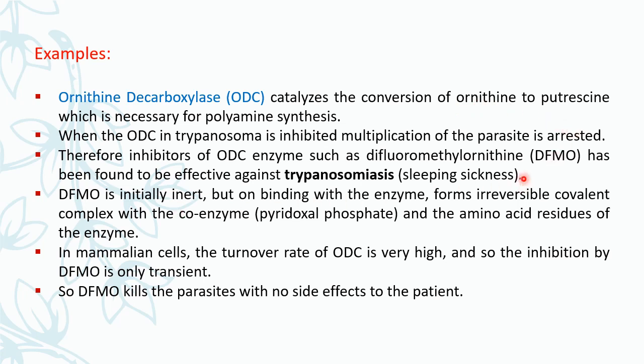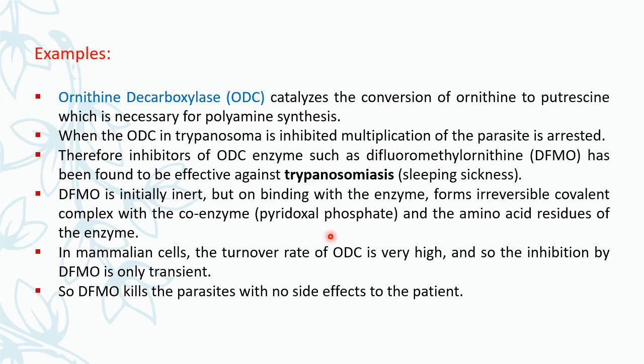So when we apply DFMO, the enzyme ODC takes the DFMO as substrate, and then DFMO forms a covalent bond with the coenzyme of the enzyme system, that is pyridoxal phosphate, and also binds with some amino acid residues of the enzyme and thus inhibits the enzyme.